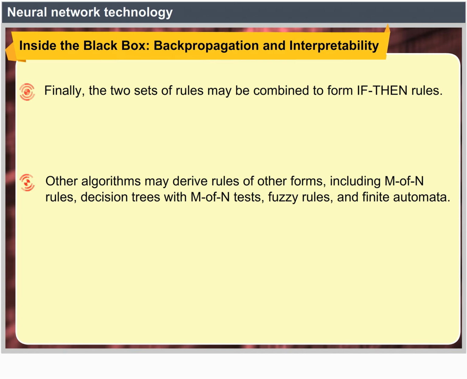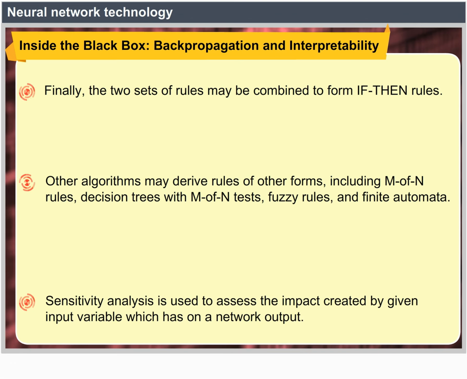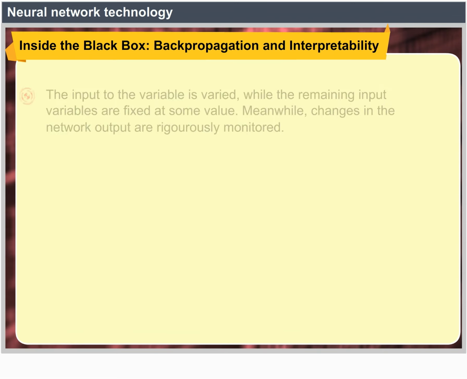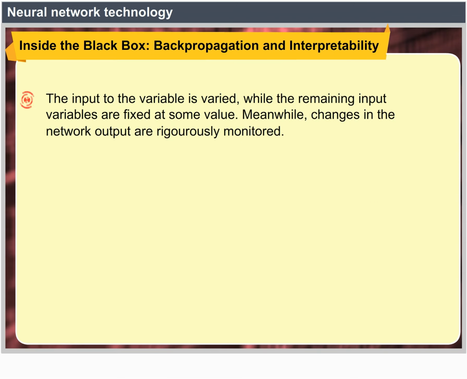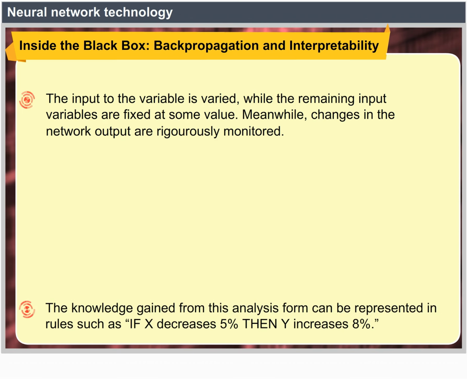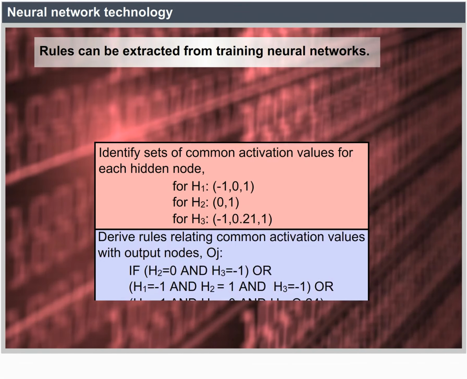Sensitivity analysis is used to assess the impact that a given input variable has on a network output. The input to the variable is varied, while the remaining input variables are fixed at some value. Meanwhile, changes in the network output are monitored. The knowledge gained from this analysis can be represented in rules such as: if x decreases 5%, then y increases 8%. This figure shows the rules that can be extracted from trained neural networks.